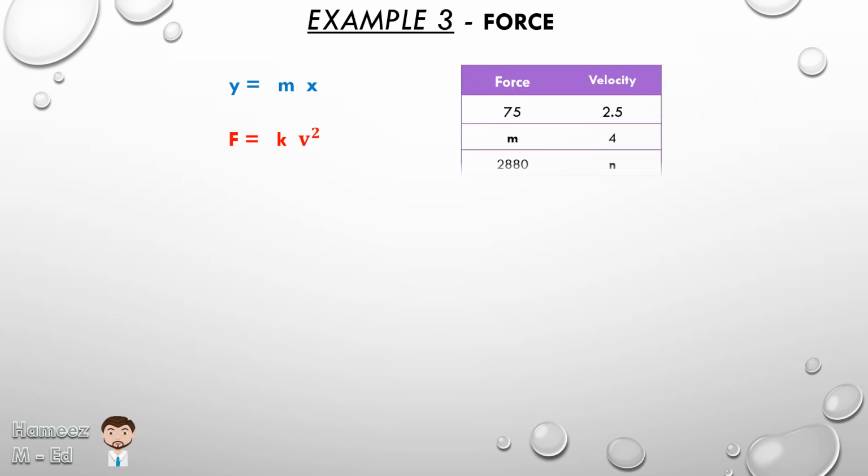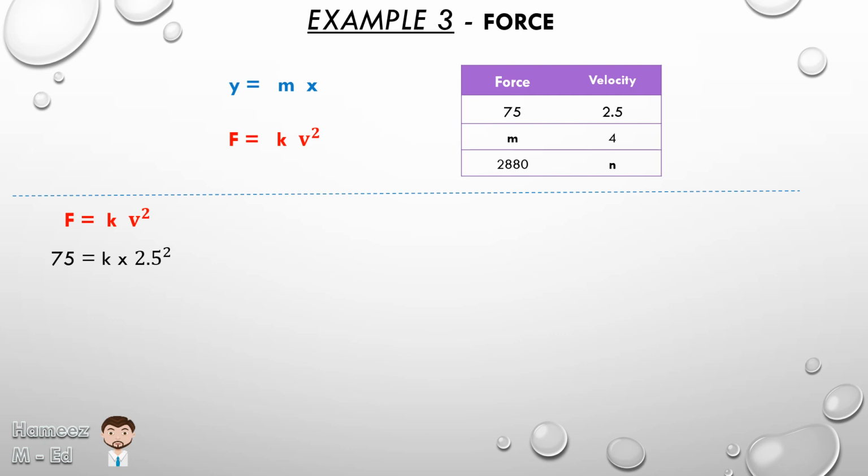We will now do a third example in which the formula is given: F equals K times V squared. Now remember, K is a constant, and from the table we are given in the first set of values the force to be equal to 75 and the velocity to be equal to 2.5. So if we know F and V, we can now substitute to find K.